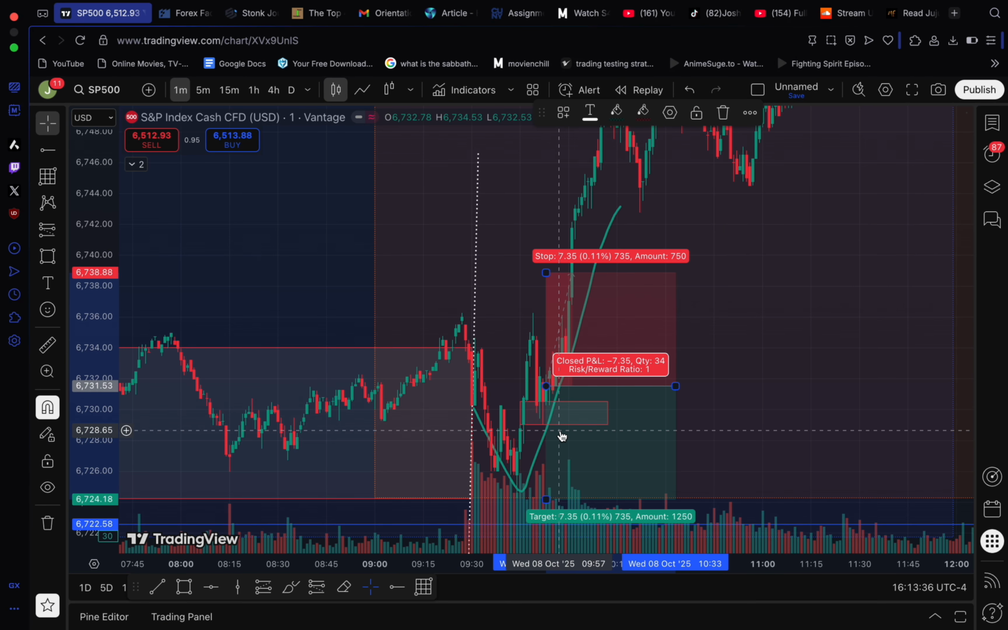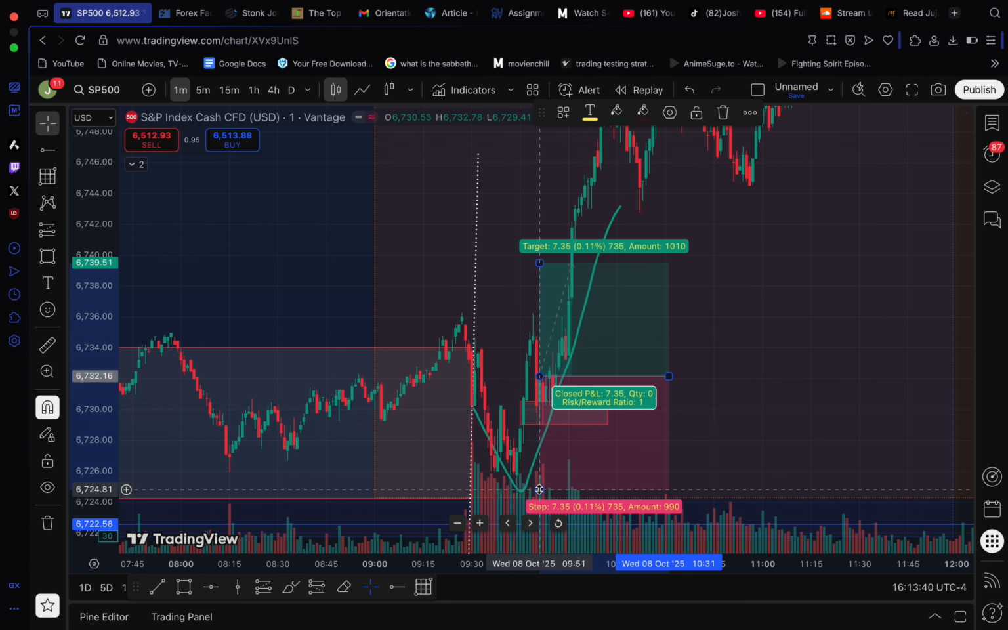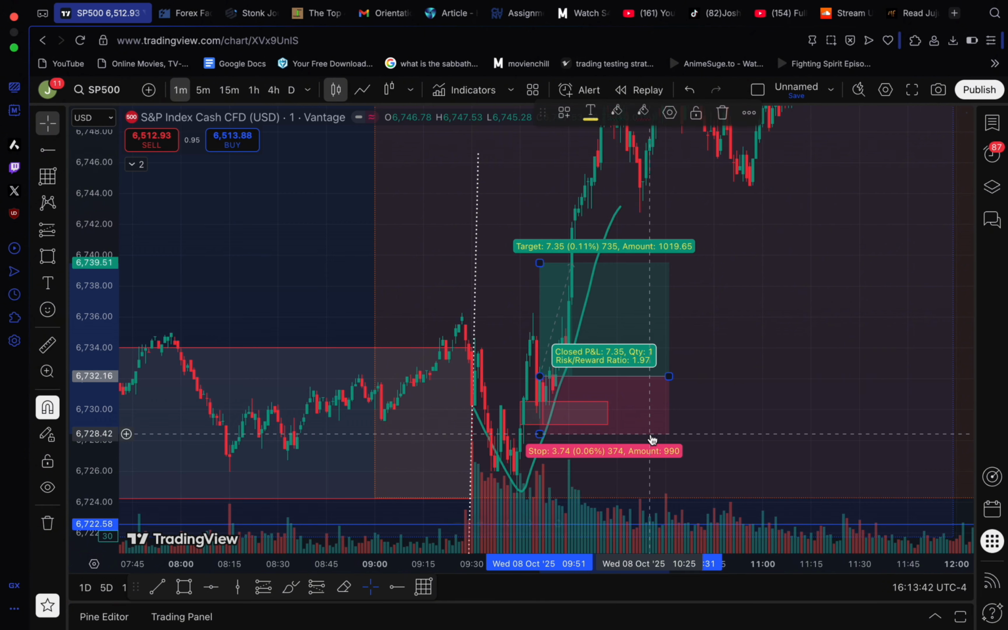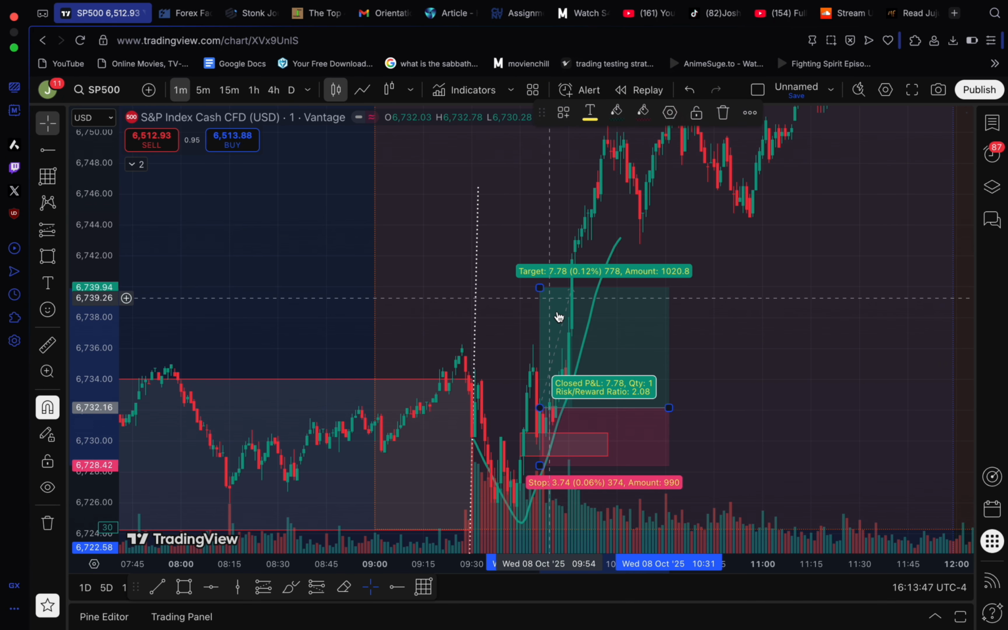Let's say I entered right here. That is a short. Any random position, it doesn't matter. I put it a little bit below the fair value gap. Target a 2-to-1. Boom. It would have been hit in 1, 2, 3, 4, 5, 6, 7, 8, 9, 10, about 11 minutes, all right?